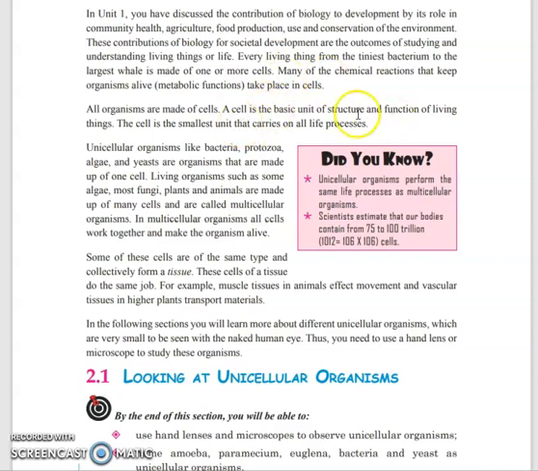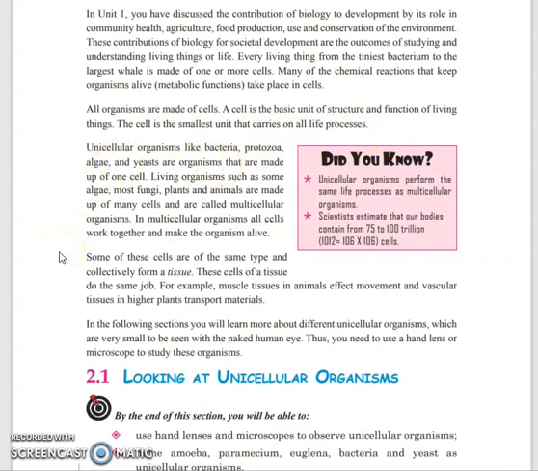So what is a cell? It is the basic unit of structure and function of living things. The cell is the smallest unit that carries out all life processes. So the cell is what? The smallest unit that carries out all life processes.